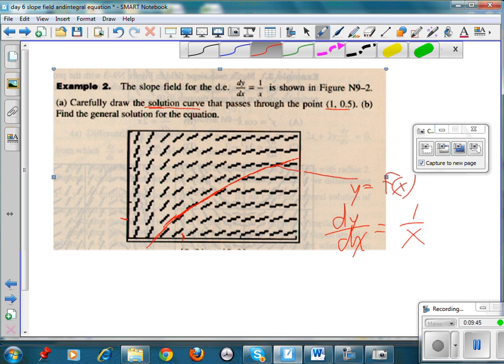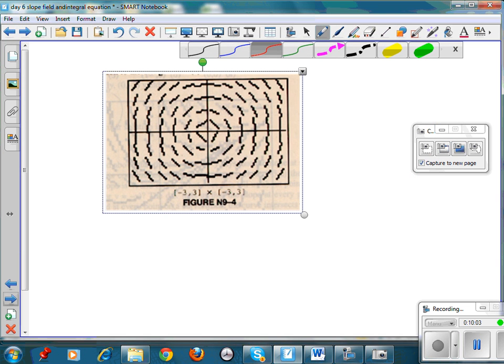Okay, that's the differential equation. Slope field. This one I can actually solve. Y is supposed to be the natural log, but anyway, there we go. This is a solution curve. Let's look at another type of problem for a slope field.